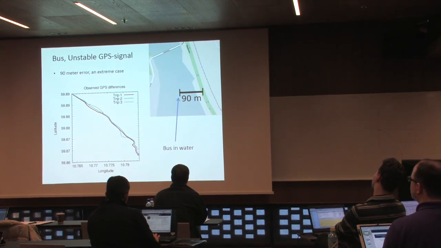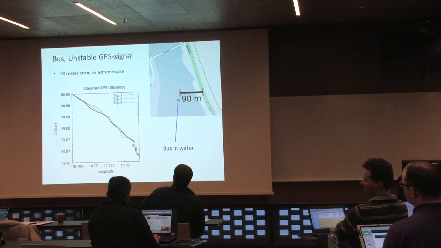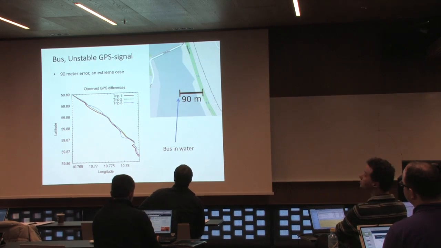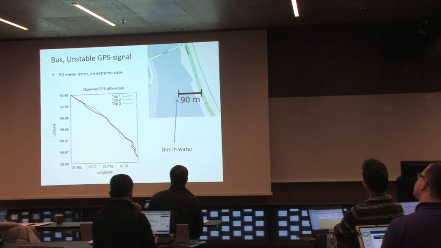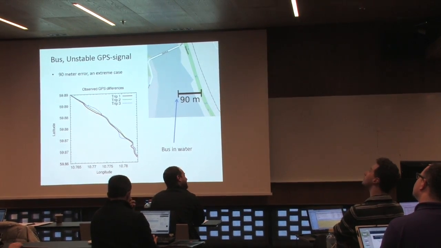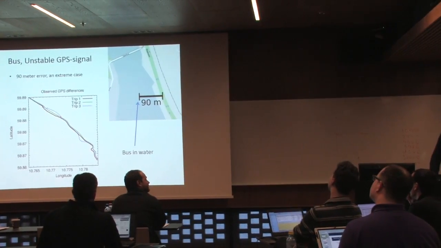So, for instance, with the GPS signal, it was up to, in the extreme case, 90-meter error. The left figure shows the different traces, where the green is the road, and the bus was supposed to be in the water. So obviously that part was not really perfect, but it wasn't a big problem for the research.